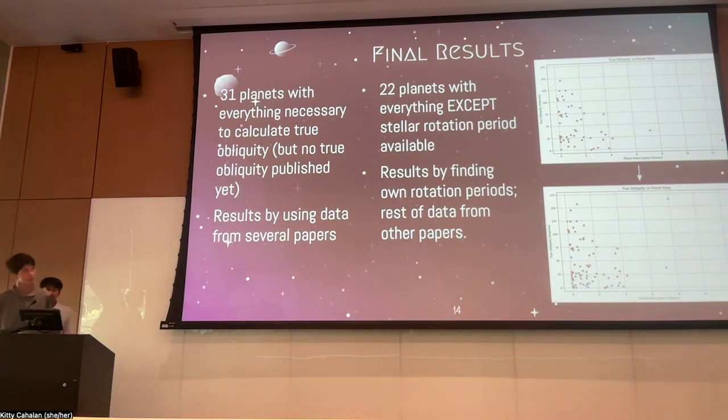And then we also found 22 planets that had everything necessary except for the stellar rotation period. And so across those 20 stars, we found those stellar rotation periods and used that data to calculate the true obliquities.